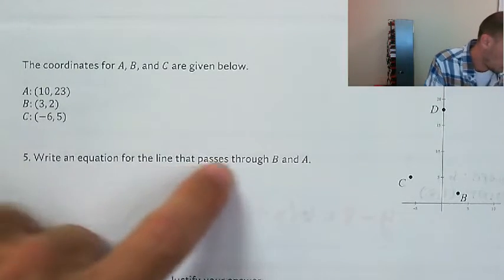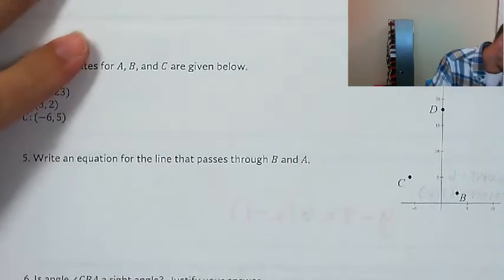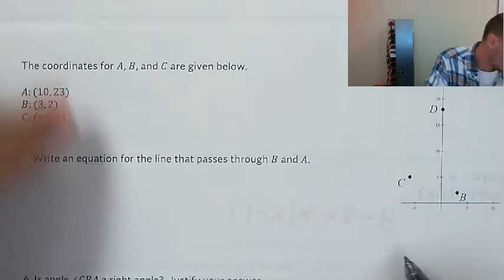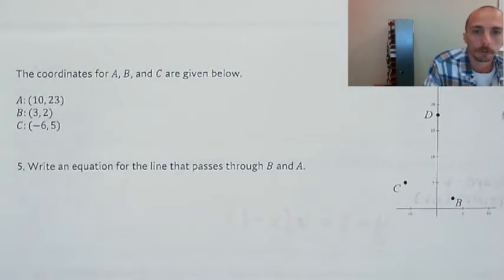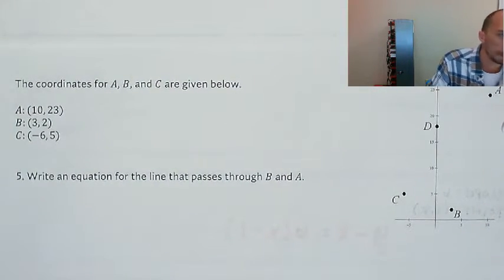Okay. Write an equation for the line that passes through points B and A. I'm going to need a slope, and it just said an equation, so I'm going to use point slope form. So I need to get the slope between points A and B.